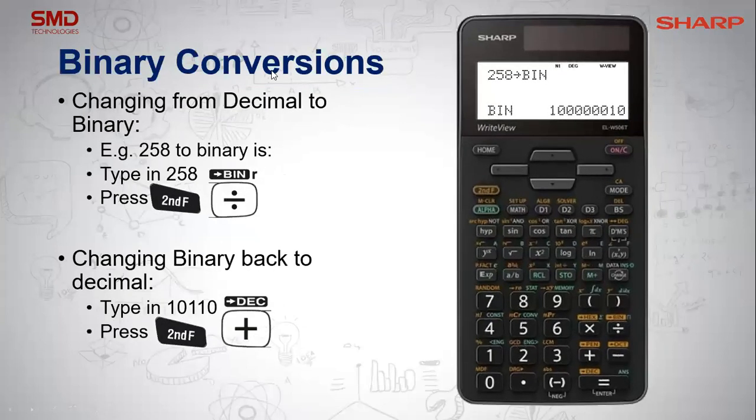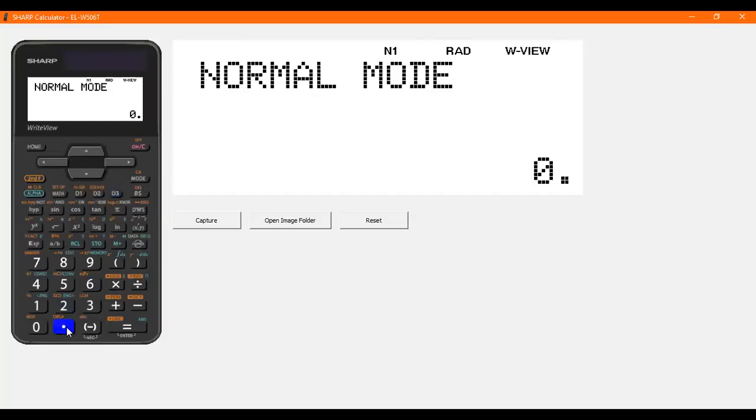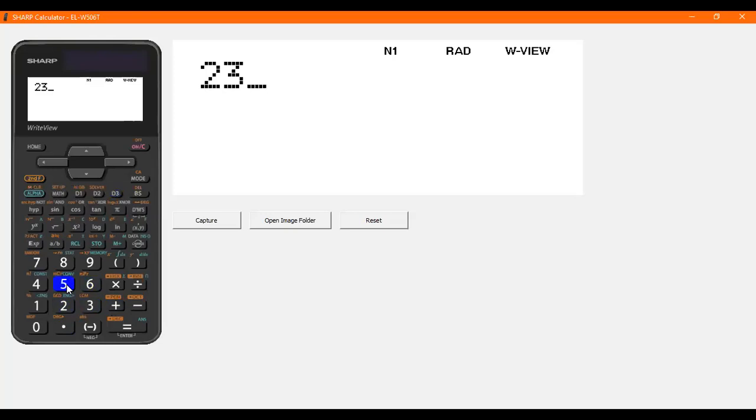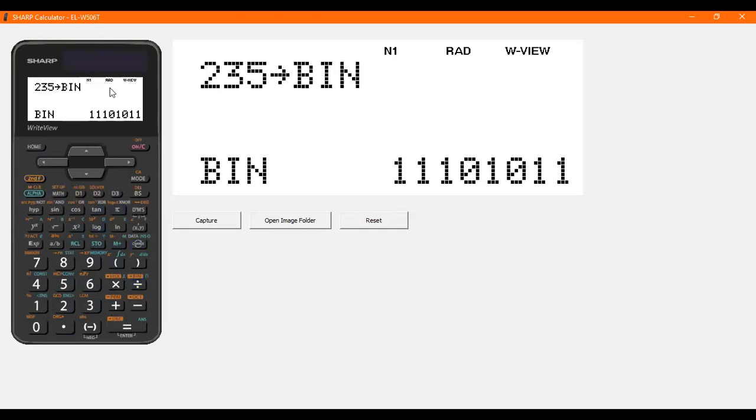Now we can also do binary. So again, this is for technical maths. So if we wanted to convert any number to binary, what we would do is say we have 235, and we would then press second function and our divide button, and that would then give us the binary calculation.